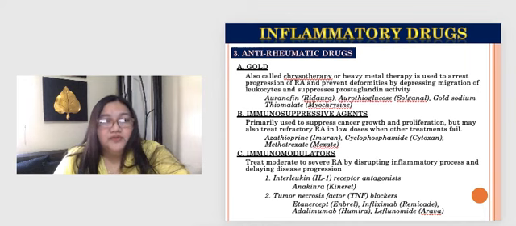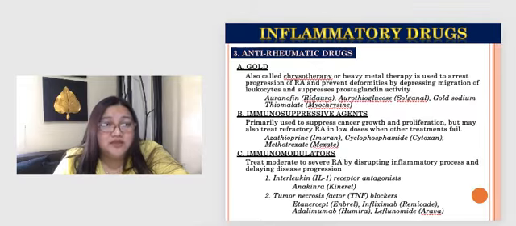Alright? Gold. It's also called chrysotherapy or heavy metal therapy. It arrests progression of RA and prevents deformities by depressing migration of leukocytes or white blood cells and suppresses prostaglandin activity. Again, ano yung sabi natin sa prostaglandin? Isa siyang chemical mediator which allows pain to happen. Leukocytes are white blood cells and white blood cells are responsible for inflammation. Kaya meron ng 5 signs of inflammation din.